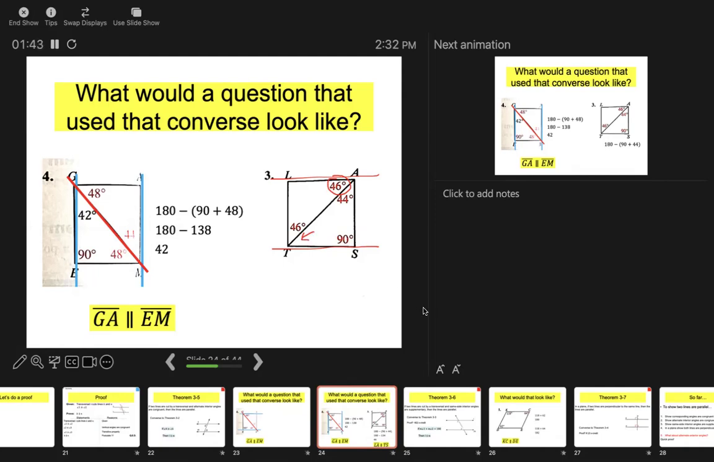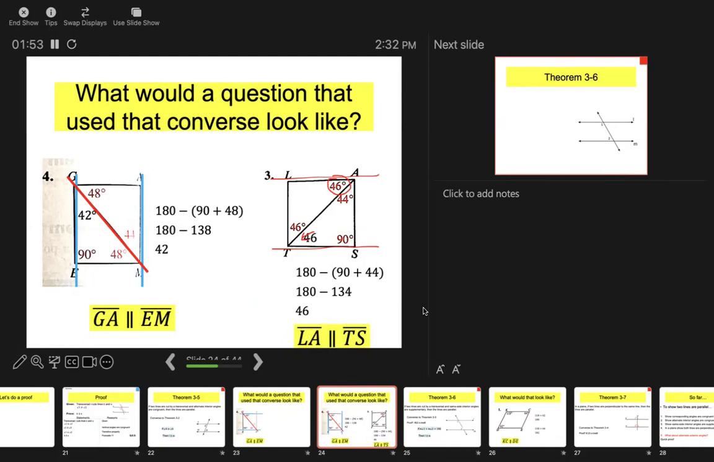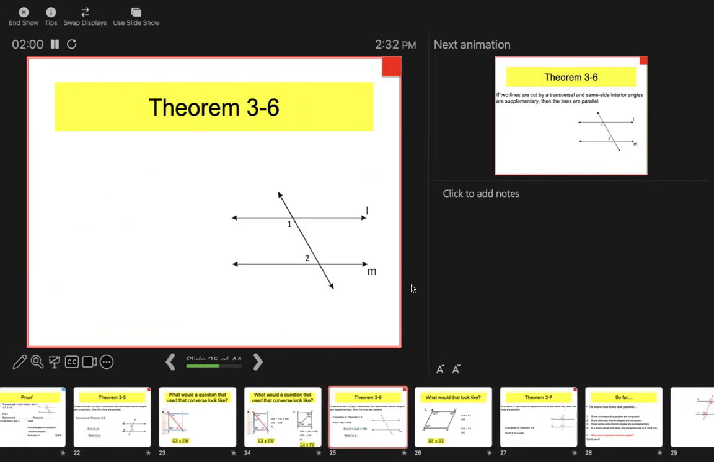So that angle would be 180 minus the sum of 44 and 90. And that would in fact be 46. So yes, the top and bottom are in fact parallel. So LA is parallel to TS. That's how those work. Okay. What else is left?